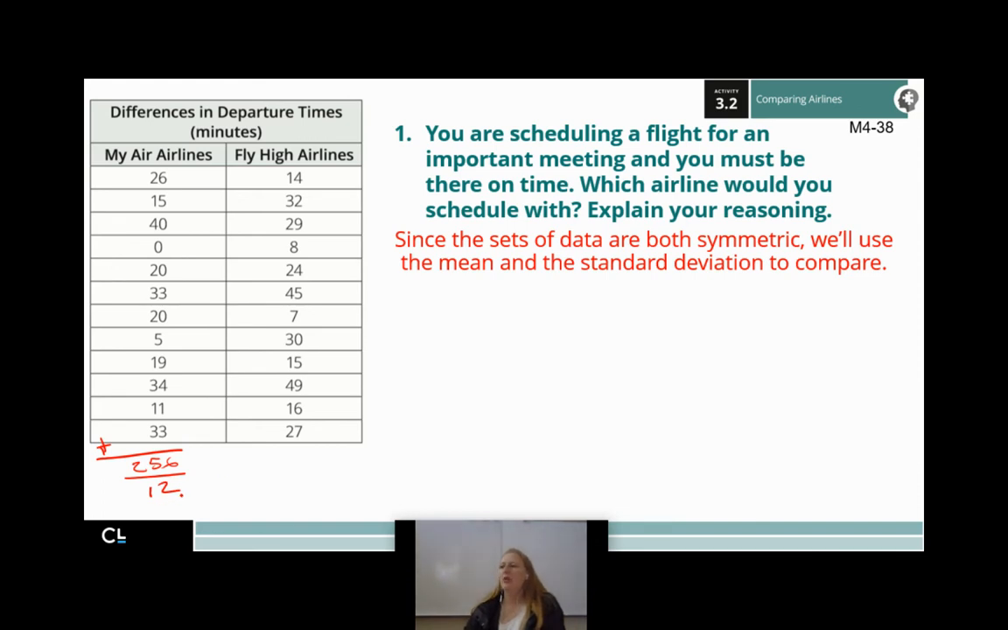And we get about 21.3 going forever. Of course, you're going to use this to help you do your standard deviation. So every single one of these, you need to subtract that out and square it, add them together, divide by 11, and do the square root.